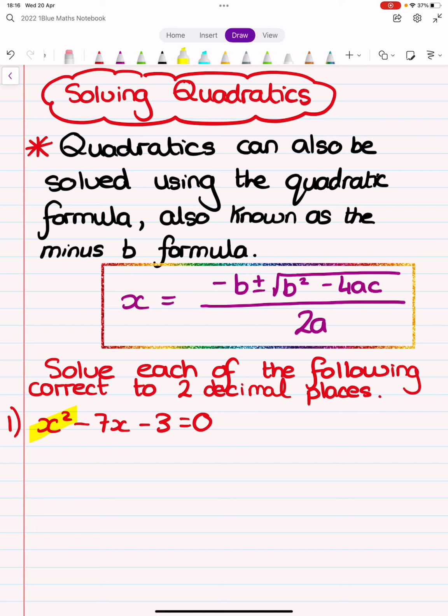This formula you do not need to know off by heart. It is always given to you in the log tables, you just need to know where to find it. I've written it there for you all, so you can use that and you do not need to learn it off. That's a very important fact. Don't waste your time learning that. It is given to you.